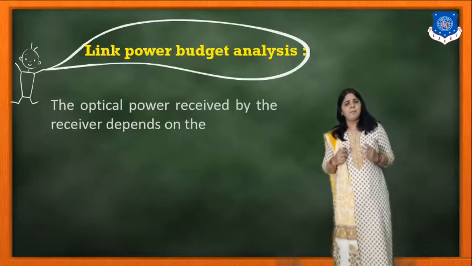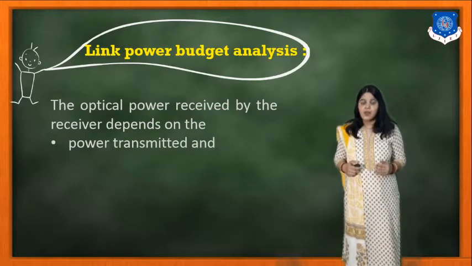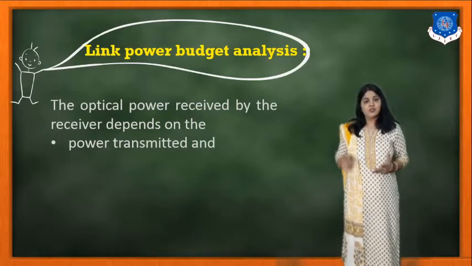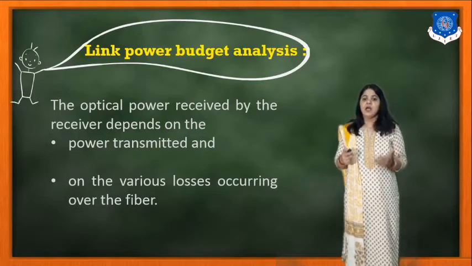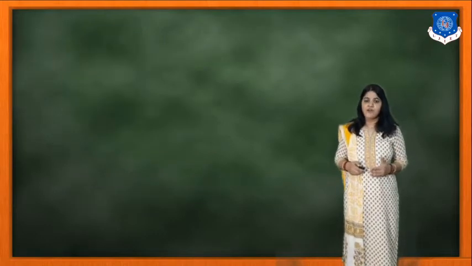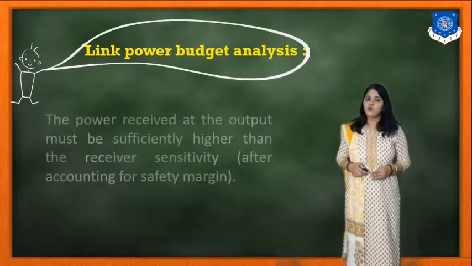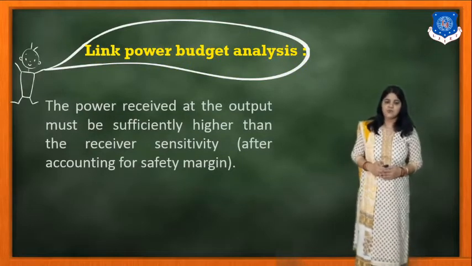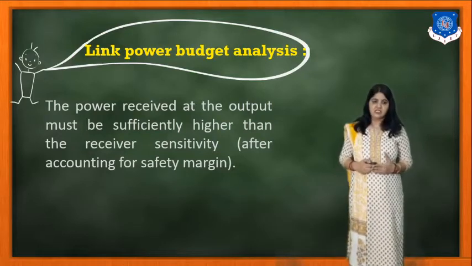The optical power received by the receiver depends on how much power we transmit from the transmitting end, that is the transmitter power, as well as the various losses included over the fiber. This is what we need to consider for doing the analysis. Now we are going to start the analysis with the first method, the link power budget analysis.